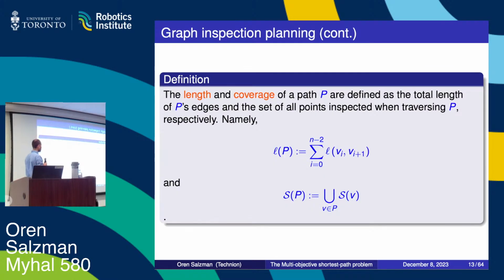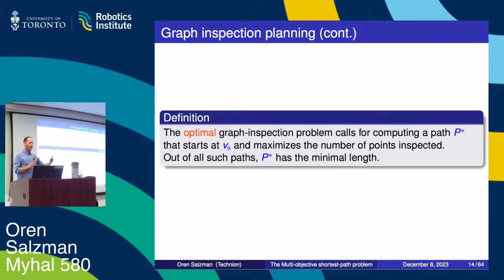What do we care about? We care about path length, which is just the sum of edge length. And we care about path coverage. If we want to simplify the problem, we can only obtain coverage at vertices. So we just take the union over all vertices in the path and say, what can we see from these vertices? And we want to compute the path that sees as many points of interest as possible, which is as short as possible.